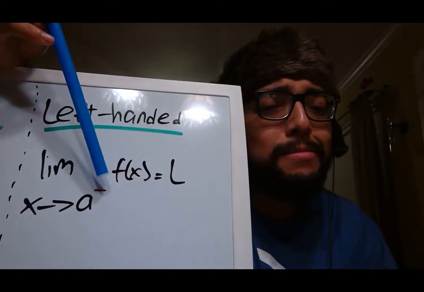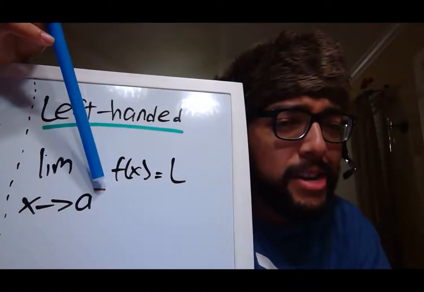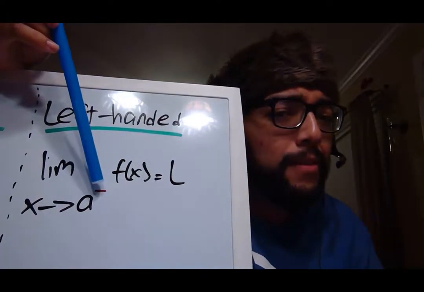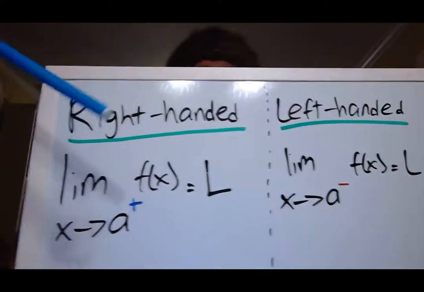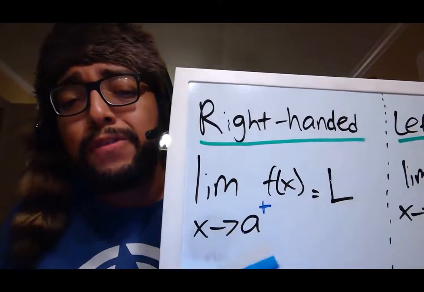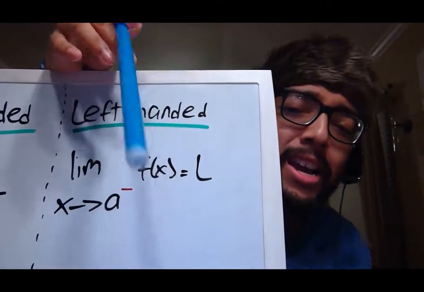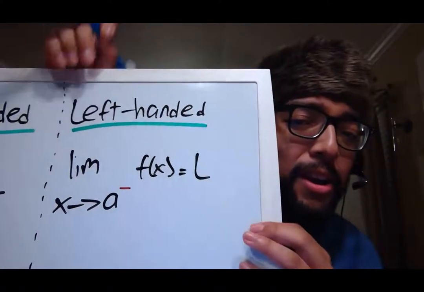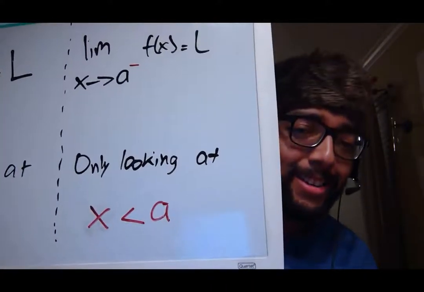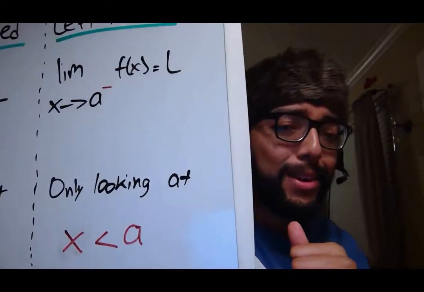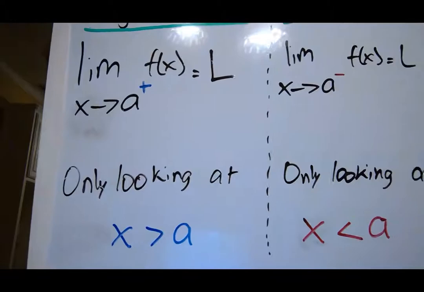Not necessarily mean it's gonna be negative. It's just approaching from the left-hand side. Same thing for this other one over here. It's approaching from the right-hand side. It doesn't always have to be positive. Okay? So that means here, for these values of A, we want the x values that are less than A. So we care about the x values that are less than A. Right hand, we want them greater than. Left hand, less than.